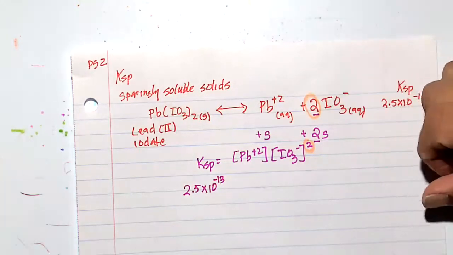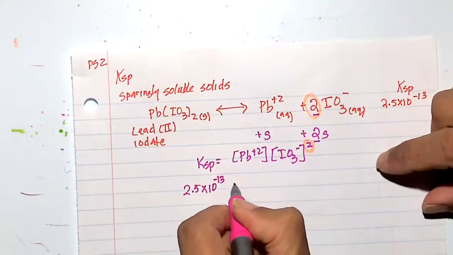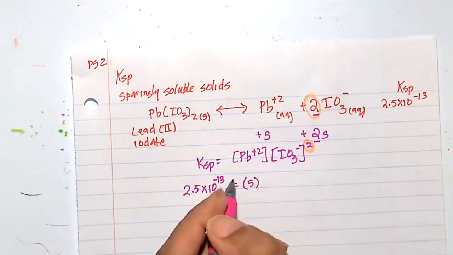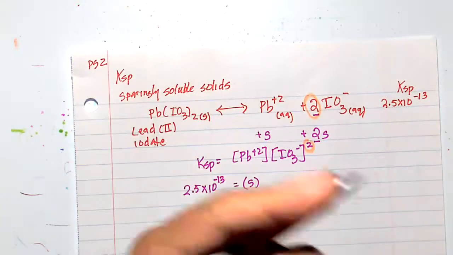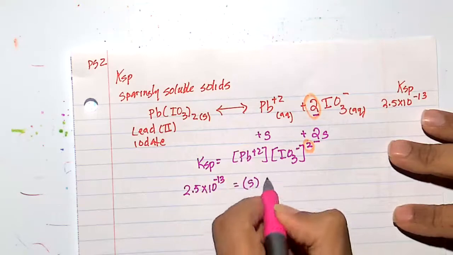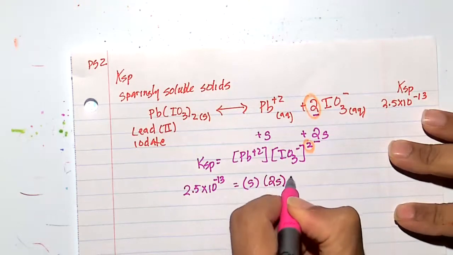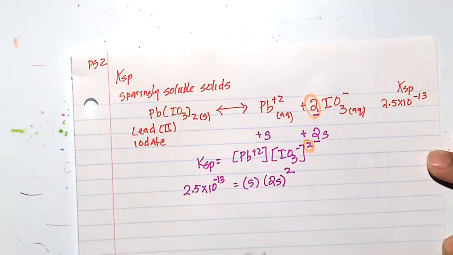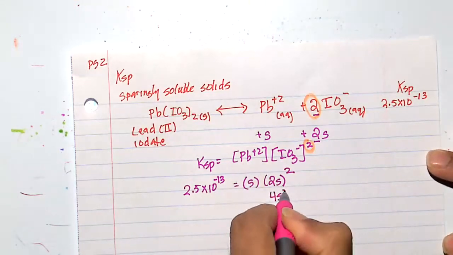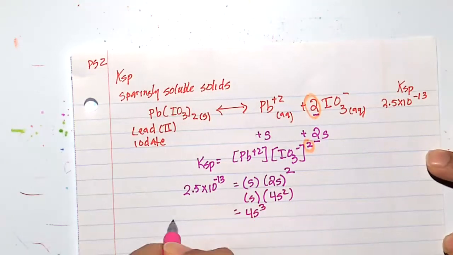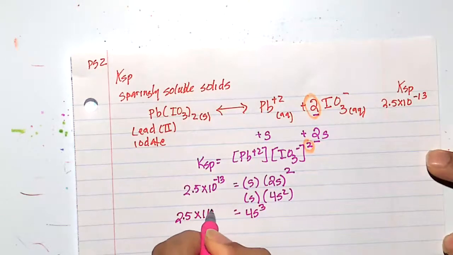At equilibrium, whatever extent this goes this way, we'll call that S. The S stands for solubility. For Ksp, we're talking about solubility, how much of that solid gets dissolved back into water. IO3 minus at equilibrium is going to be 2S, and then we have to square it. So this is 4S squared. This is S. So this will be 4S cubed equals 2.5 times 10 to the minus 13.